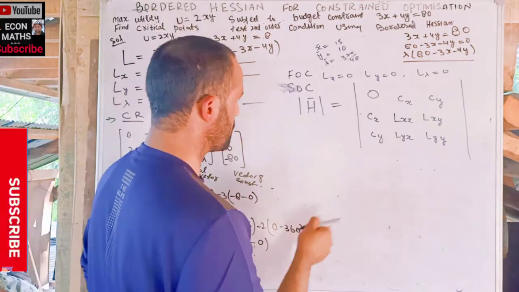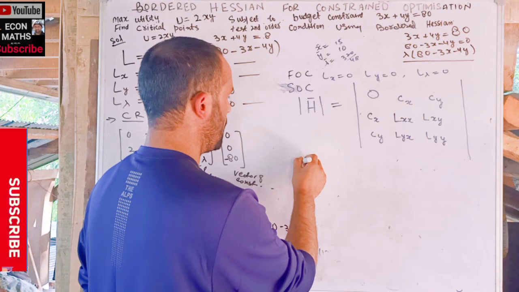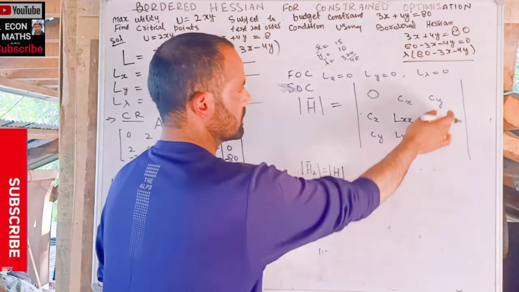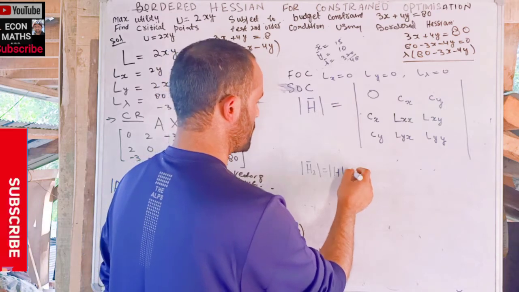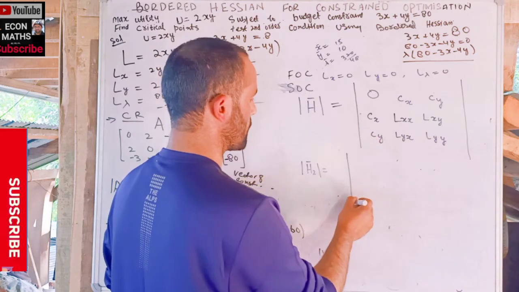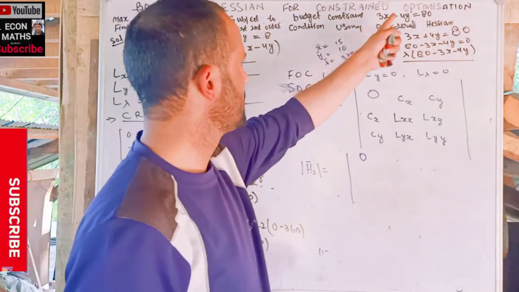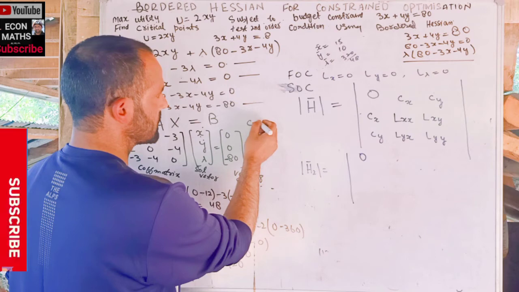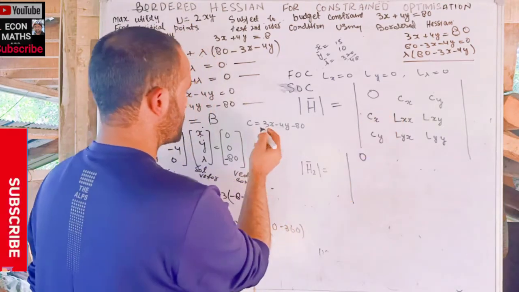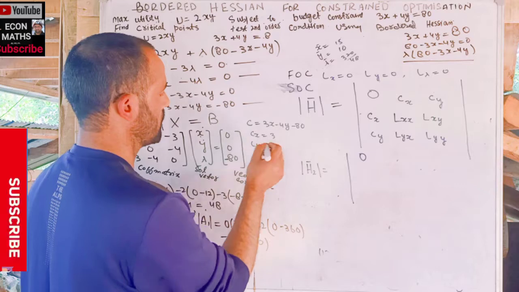Now moving on, our H2 is equal to H. That is, our H2 is also this whole 3 by 3 matrix. I will write here first, we have 0 here. Now we take the constraint function. Our constraint function was 3x minus 4y is equal to 80. So c is equal to 3x minus 4y minus 80. This is 0. Now differentiating this with respect to x, we get cx is 3, cy is 4. So 3 and 4 we get here.